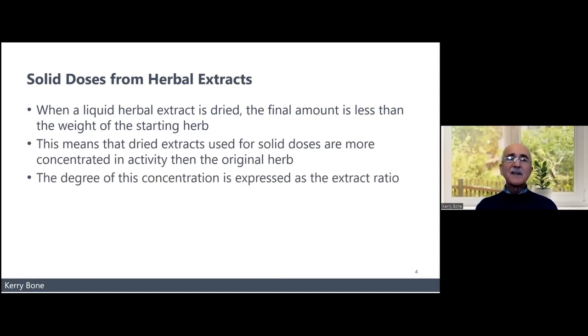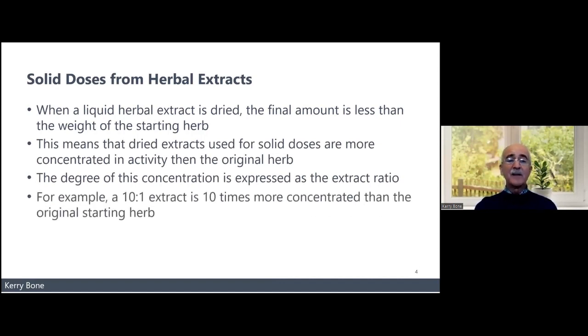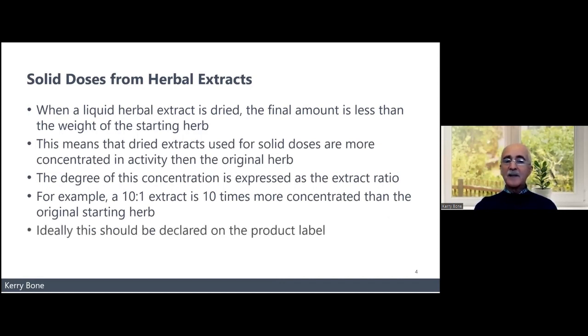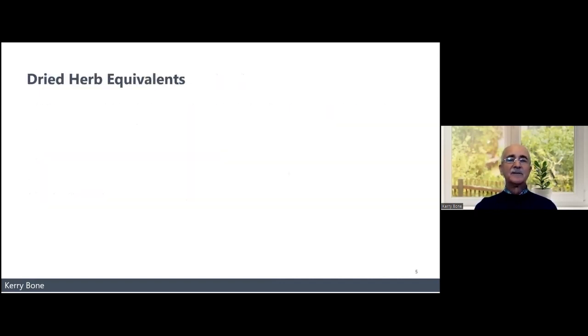And we can express this degree of concentration as what we call the extract ratio, and sometimes people call that the concentration ratio. For example, if you see that a dried extract made from a herb is 10:1, that means it's 10 times more concentrated than the original starting herb. And ideally, this sort of information should be declared on the product label, but it's not.